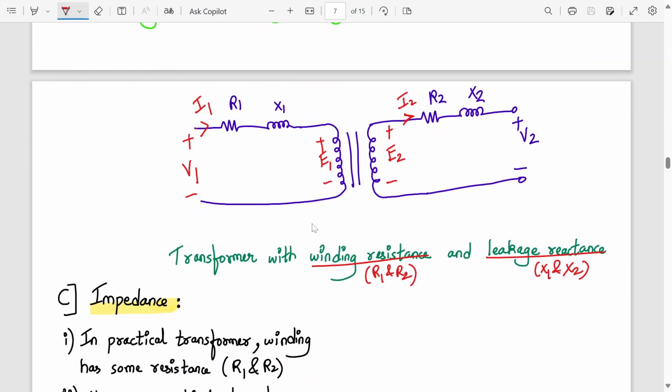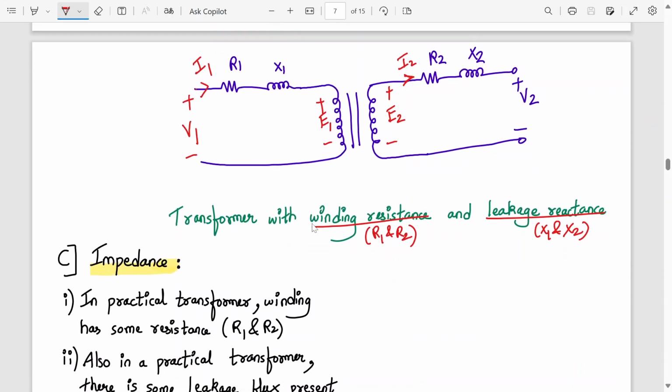Completed. Everyone, you all have completed the diagram? Kindly let me know. Yes or no?